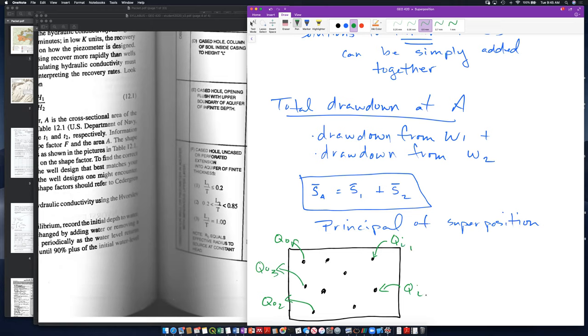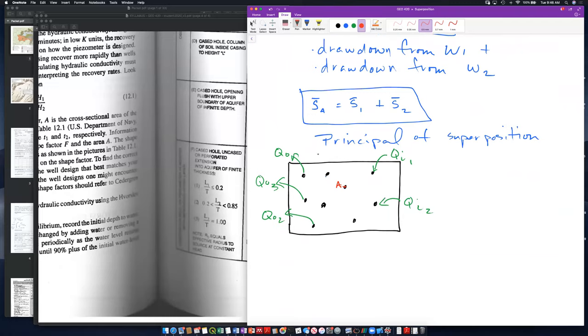So I'm injecting at different rates, I'm extracting at different rates, and I want to know what the head is going to be here at this position. Well, I can just calculate the influence from injection at these two wells and extraction from these two wells by simply calculating the drawdown or the expansion or addition of water from each well individually and just add them all together. So I can consider really complicated situations by adding together simple solutions.